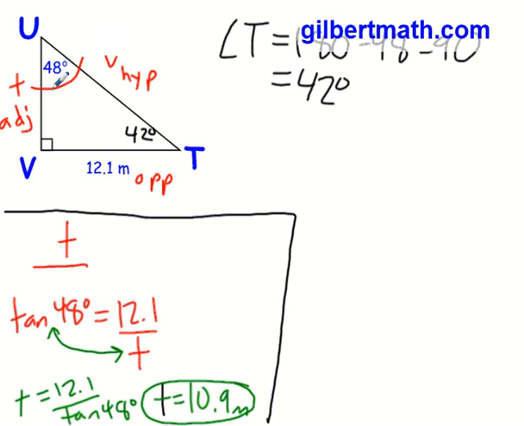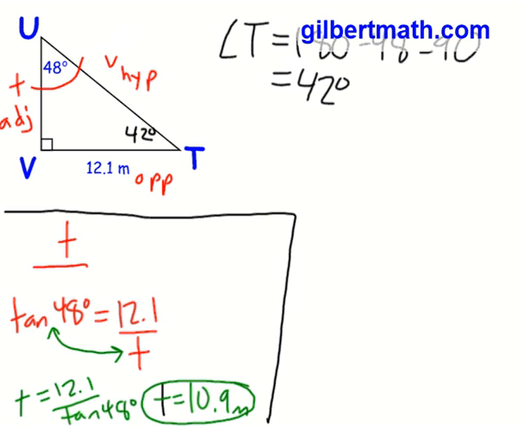Or we can come back up here, we can use the 48 degree angle. We're still looking for the hypotenuse. So if we use this side to help us, that would be the opposite, and we would use sine. Or we now know t, it's 10.9, we just found it, so we could use the adjacent to find the hypotenuse, and that would be cos. So again, there are several options.